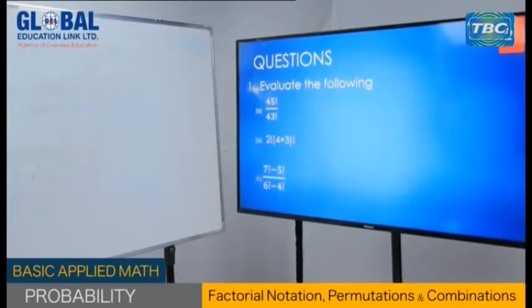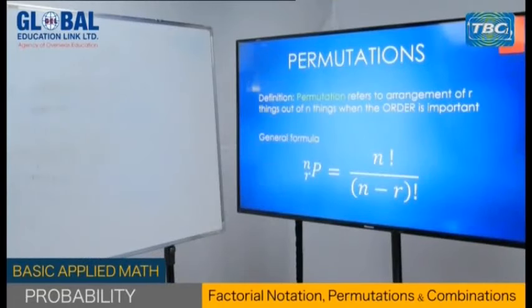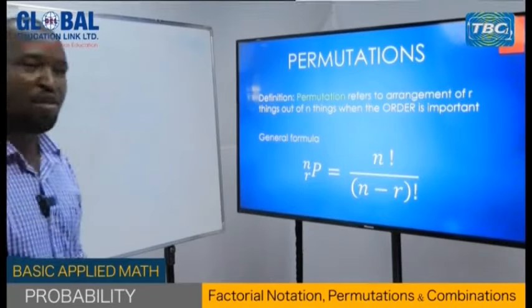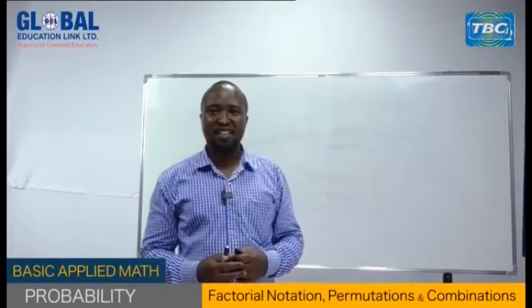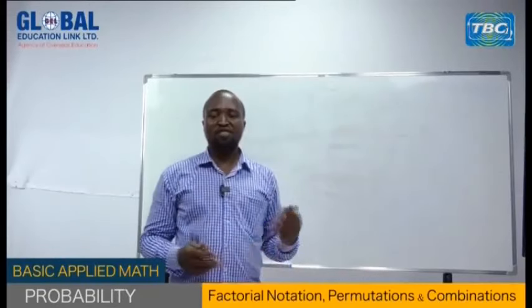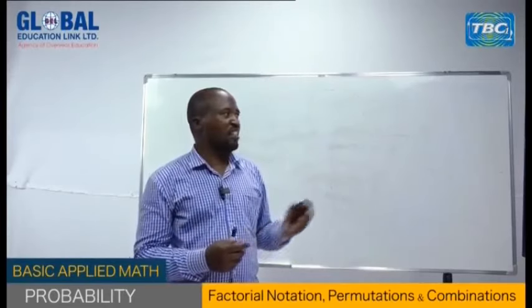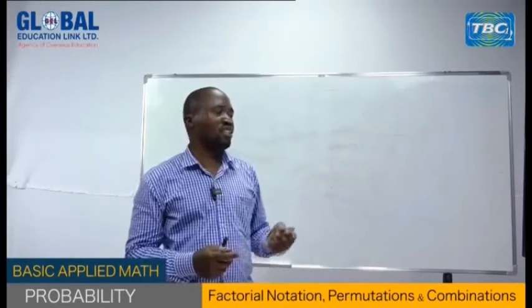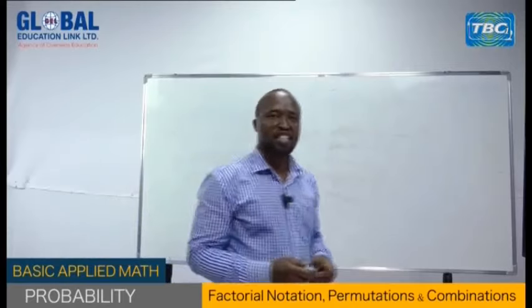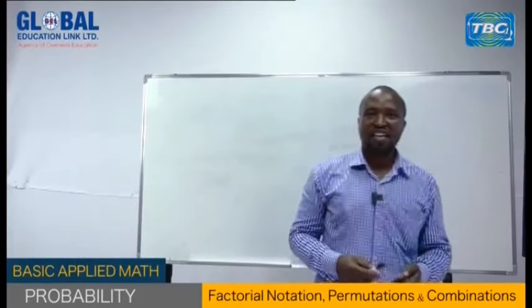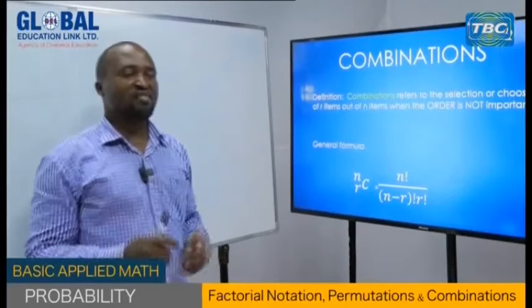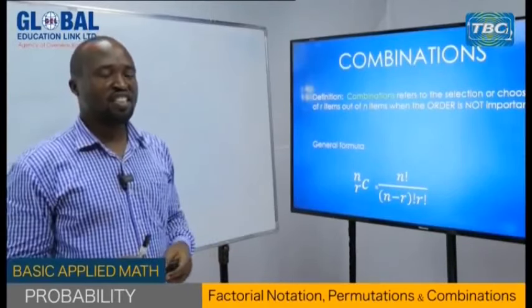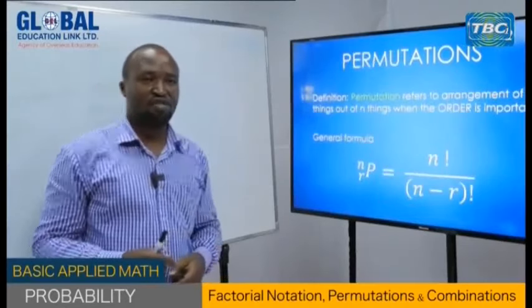Now, let us see the application of factorial notation. And one of the areas where we apply the factorial notation is permutation. Permutation, of course, and the combination. But these two words, permutation and combination, confuse some of the students. Now, to clear the doubt, I will differentiate between permutation and combination as follows.